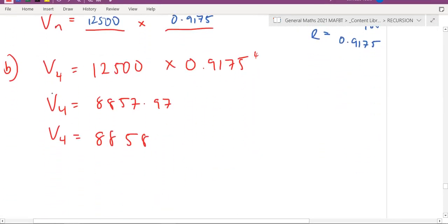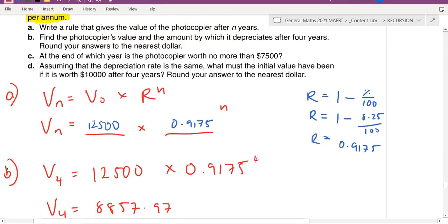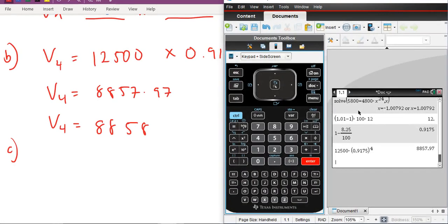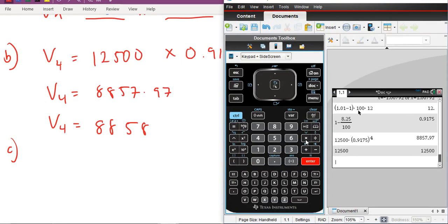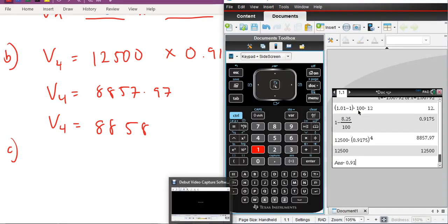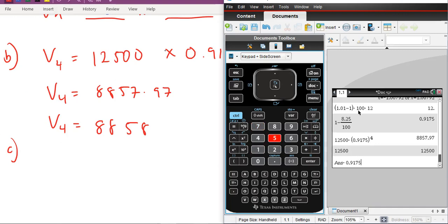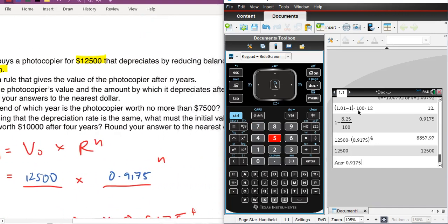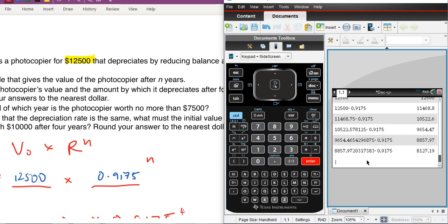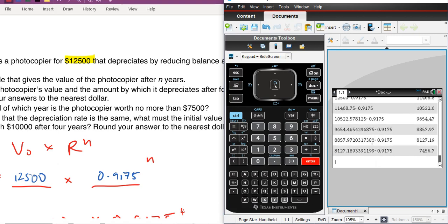Part C, at the end of which year will the photocopier be worth no more than 7,500? So using your calculator recursively, you know that it starts at 12,500 and you're multiplying by 0.9175. You're looking for when it will be worth less than 7,500. So term 1, 2, 3, 4, 5, 6. At year 6, it'll be less than 7,500.